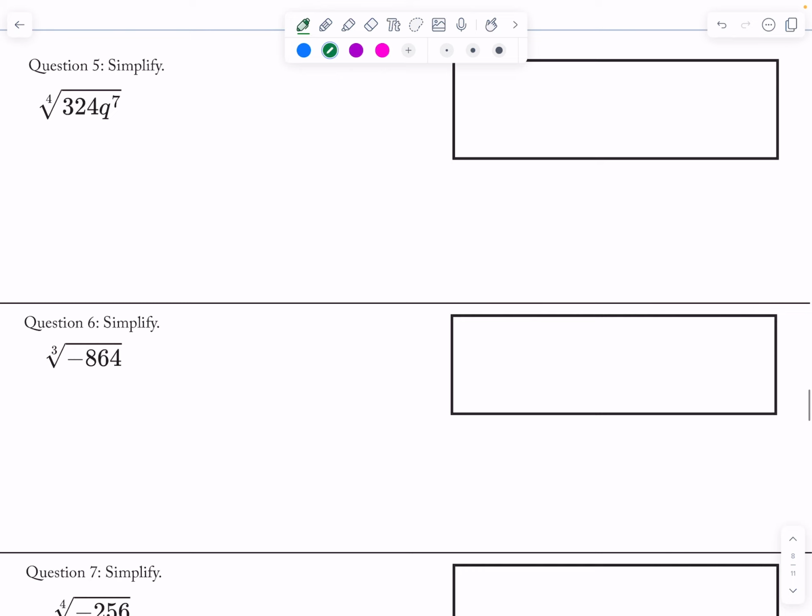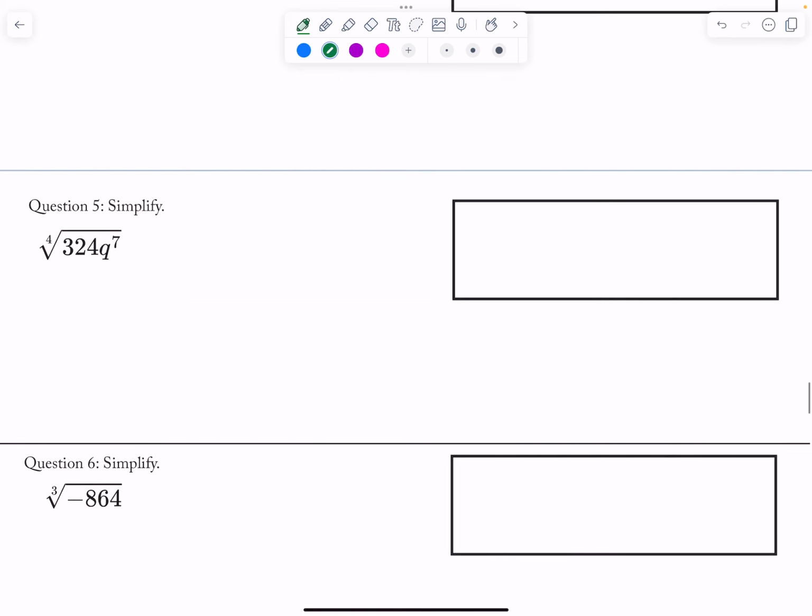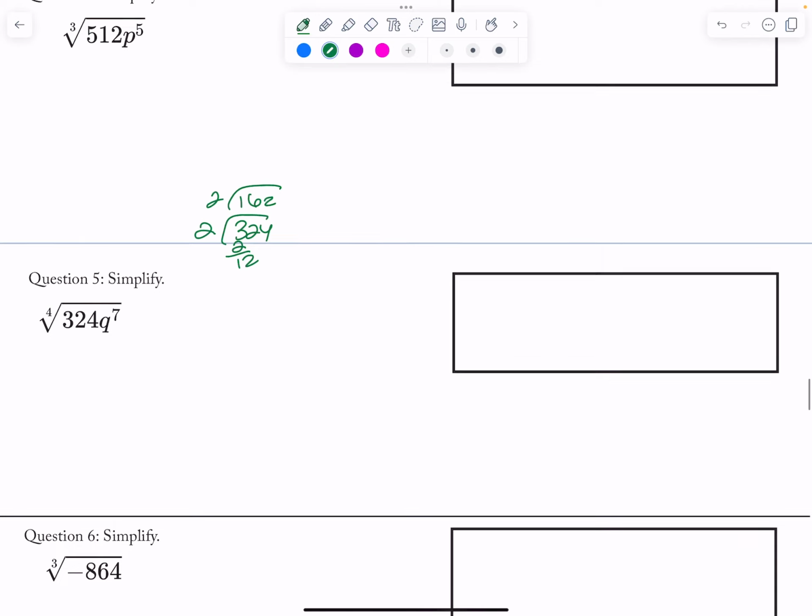Okay, number 5, 324. Divisible by 2, 12, 6, 2, 162. Divided by 4 is 81. Divisible by 3 is 27. Divisible by 3 is 9. Divisible by 3 is 3. So I have 4 3's.